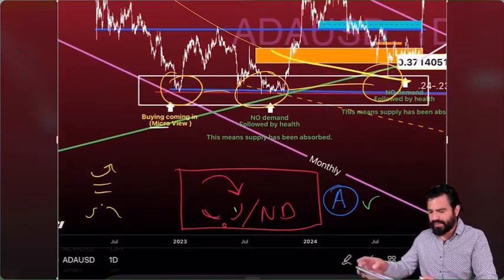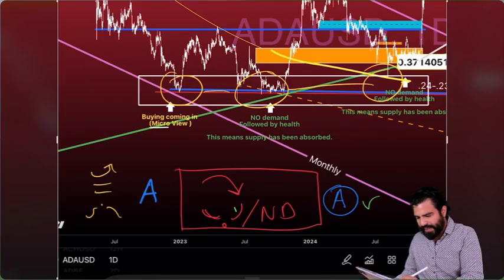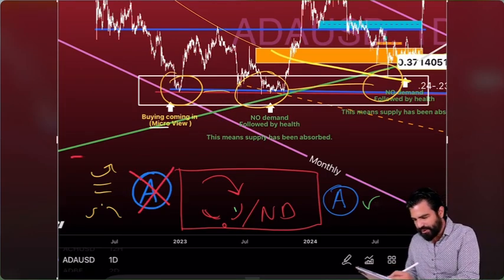Just look real quick. Remember, this equals supply not absorbed. One's absorbed and the other's not absorbed. Here's the legend.